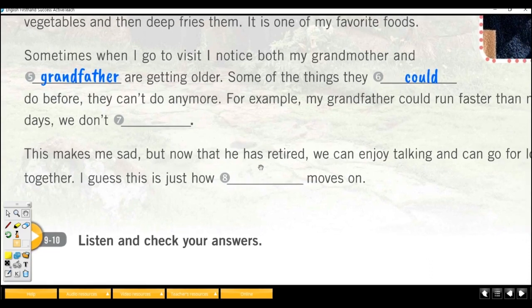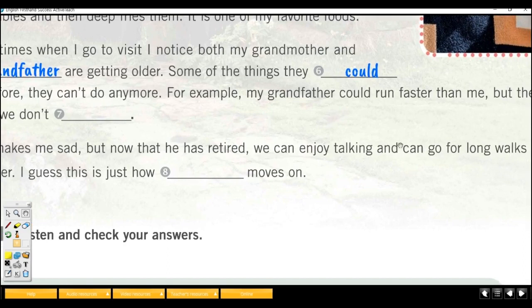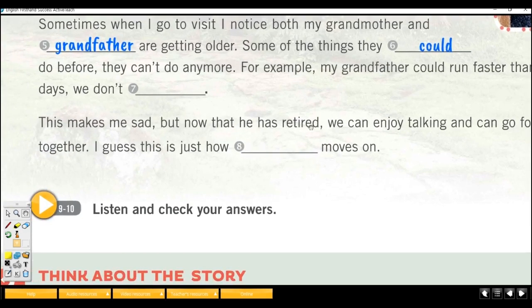But now that he has retired, 일 그만두고 그냥 쉬고 있어요. We can enjoy talking and go for long walks. 달리기 대신에 할아버지랑 같이 얘기하고 또 산책하러 가요. They go for long walks together.